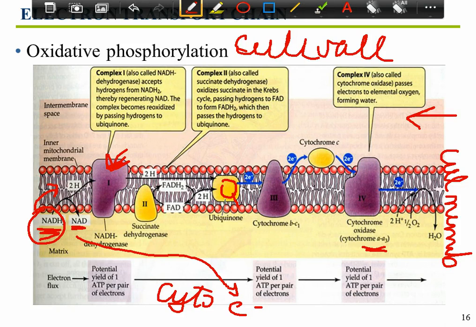Now, at the very end of this chain, if you look at the far right, look at oxygen right there. It's the final electron acceptor. When it picks the electrons up, it becomes reduced to water. There you go.